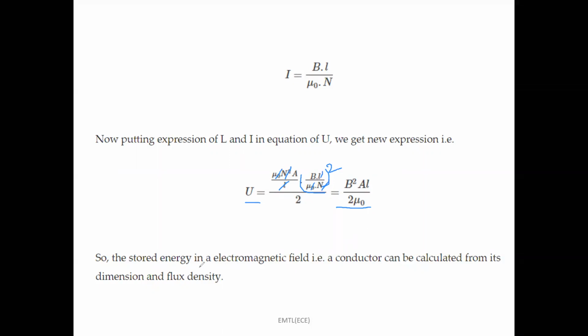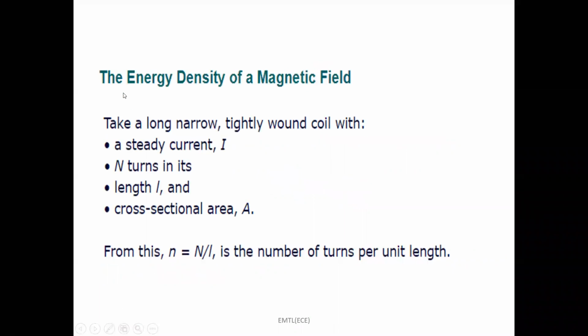So this is the energy stored in an electromagnetic field, that is in a conductor, which can be calculated from its dimensions and flux density. The same expression we have to derive in the case of electrostatic field also. Now the next concept is energy density of a magnetic field.